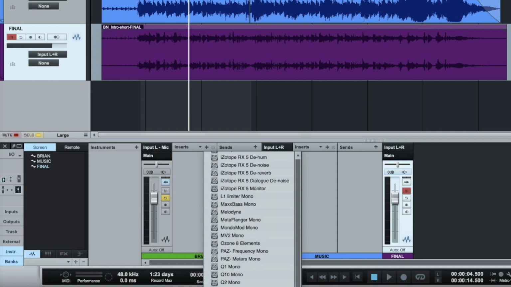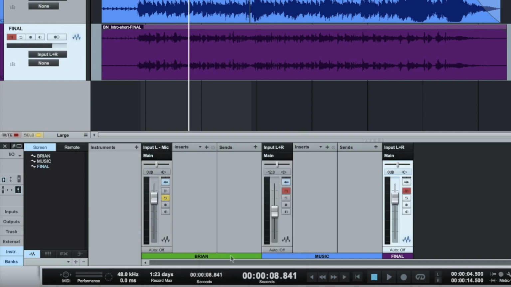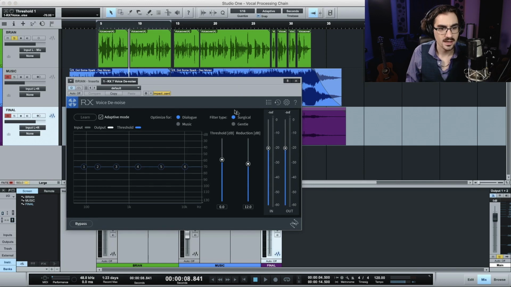I'm actually looking for, here we go, RX Voice De-noise. Boom, this one. I've got the voice denoise, and you'll see I can go surgical, gentle, how much reduction I want, where the threshold is, where it starts to do reduction, optimize for dialogue or music. Usually, if I don't hear any need for this, I'll toss it on there and really just dial it back. Gentle, low level of reduction.